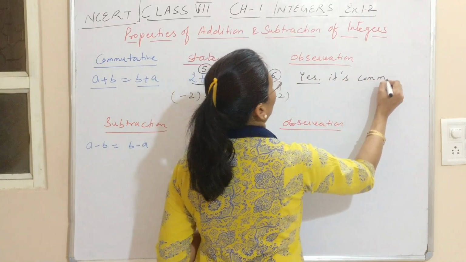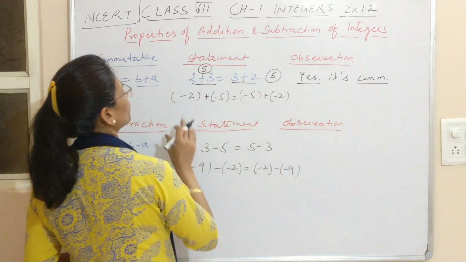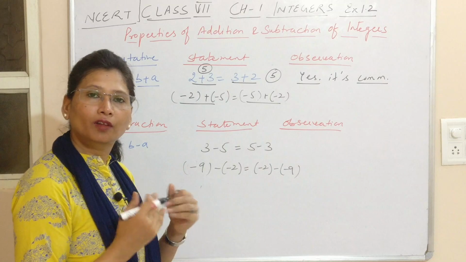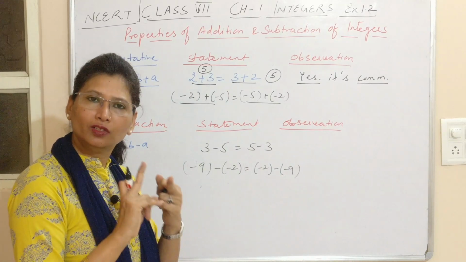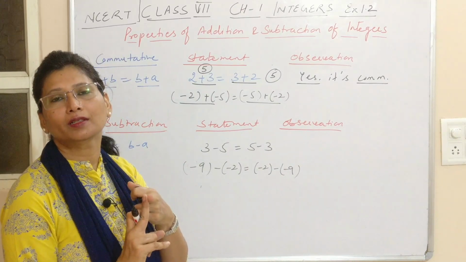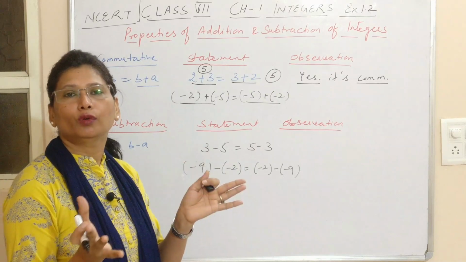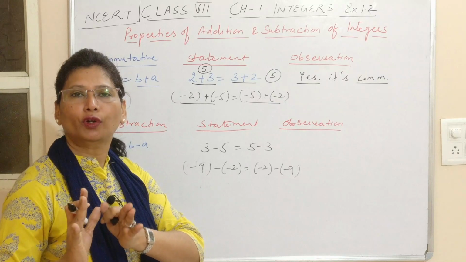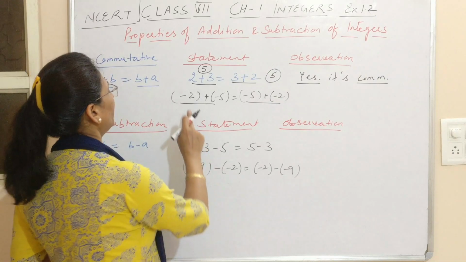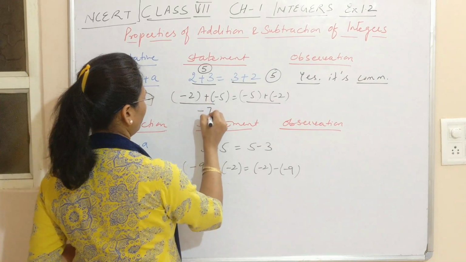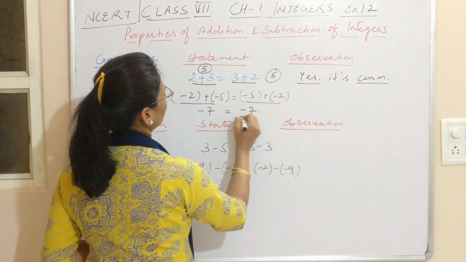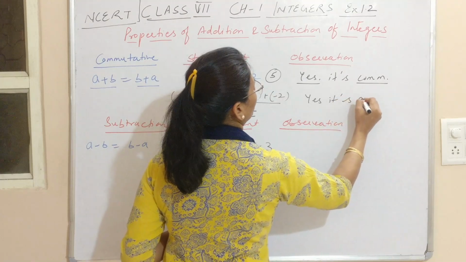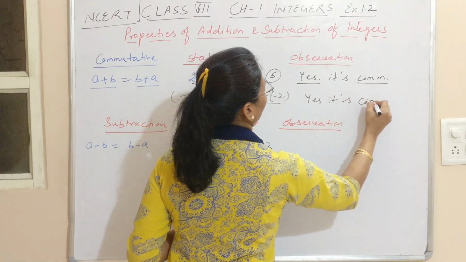But this is the first statement. I have just taken both the integers positive. I'll test it for the negative also, and we can test it for different integers also. Like you can take one integer positive, one integer negative, because integers have different signs. So it should hold for all the integers, not for a particular set of integers. So minus 2 plus minus 7, this is minus 7, and here this is also minus 7. So yes, it is commutative.